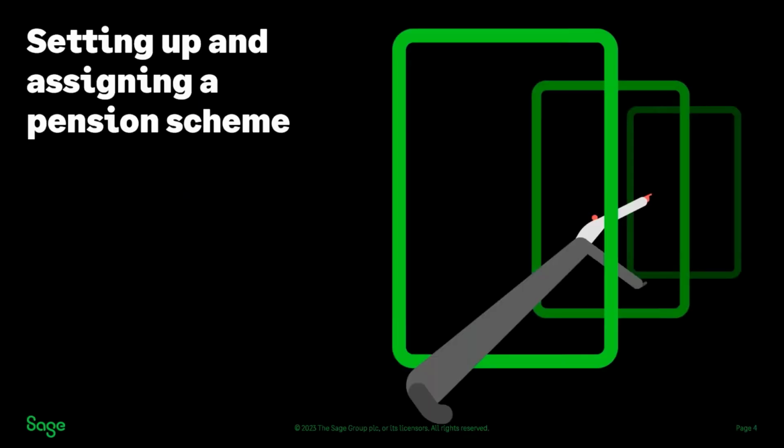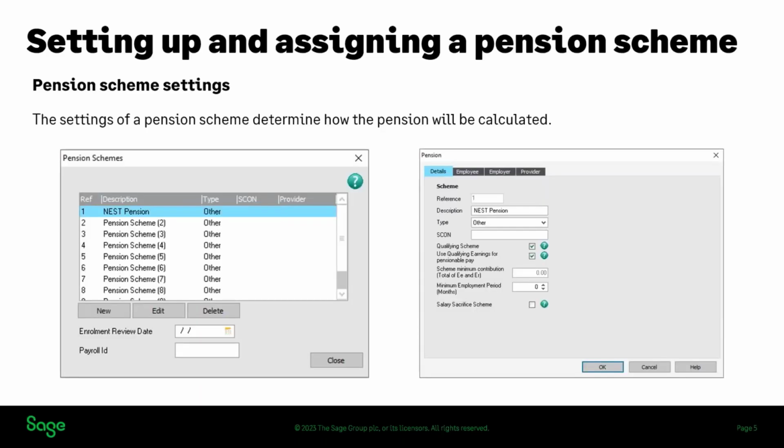So let's get things started by looking at setting up and then assigning a pension scheme. So it's your pension scheme settings that will control how a pension is calculated and deducted from your employee. So it is really important that you have the correct settings in place for your specific scheme. Now, there are some settings where we won't be able to tell you what the correct setting is for your particular scheme. And in these cases, if you're in any doubt, you should always check what setting should be applied with your individual pension provider.